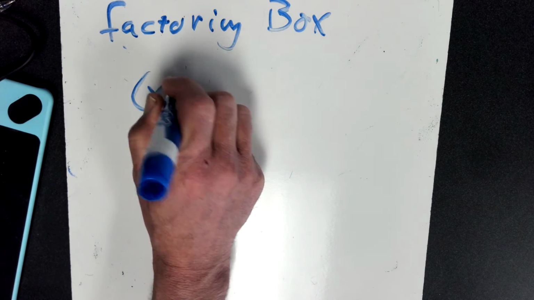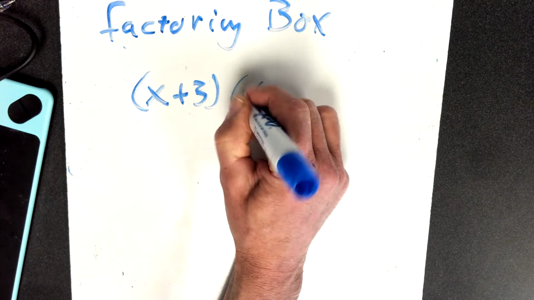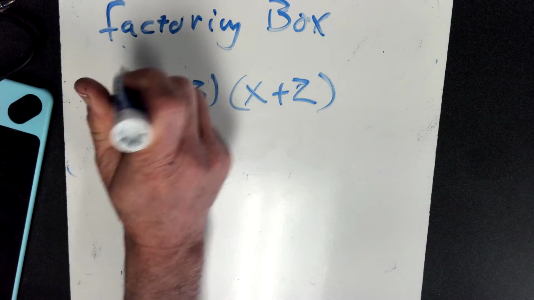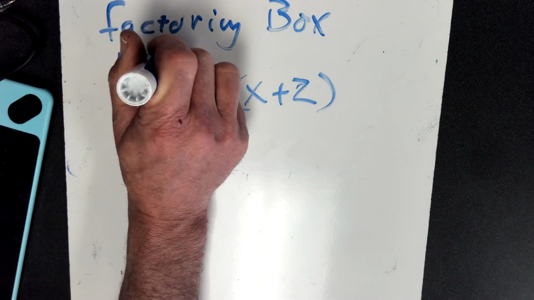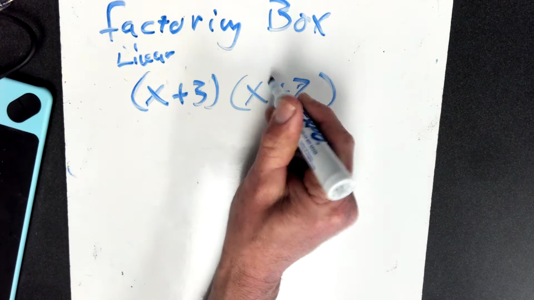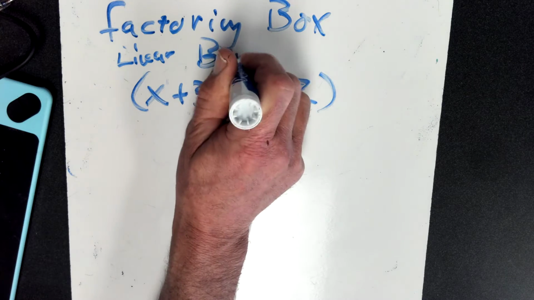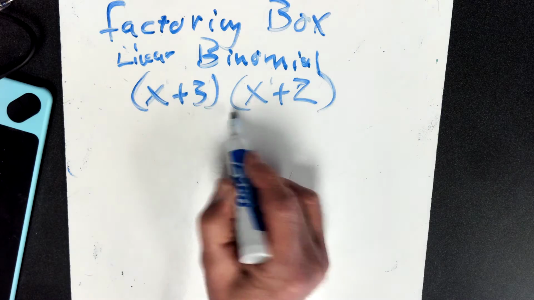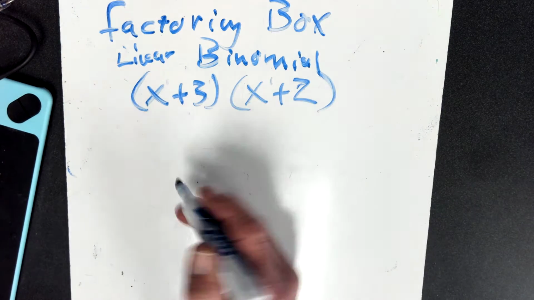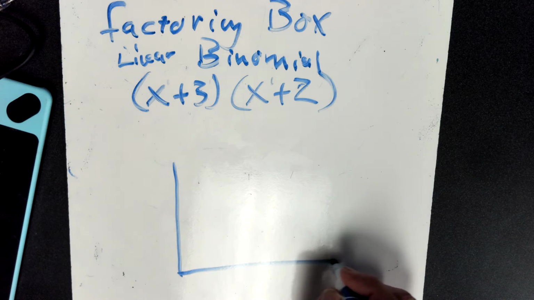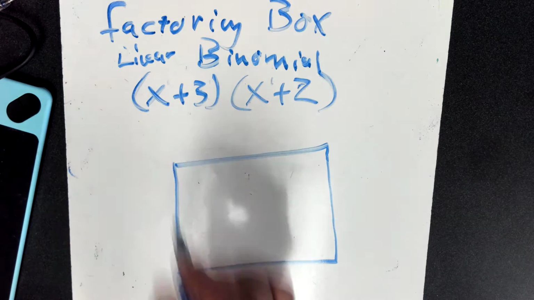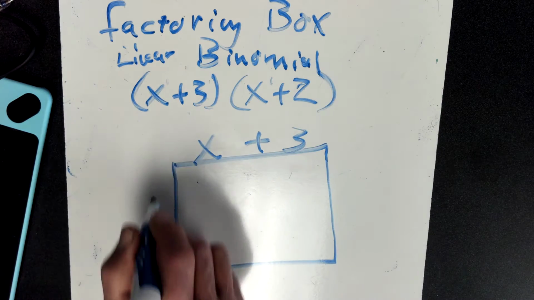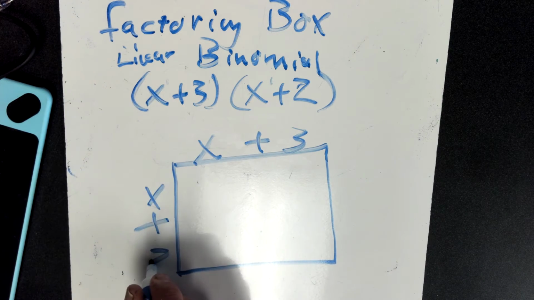If we had two polynomials, and in the business we call these linear binomials. Linear means they're to the first power, right? These are both to the first power. And binomial means that there's two terms in each factor. If we were multiplying these linear binomials, then we could say that this is x plus 3 and this is x plus 2.